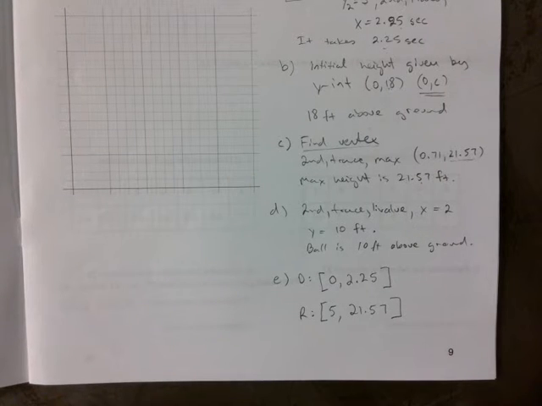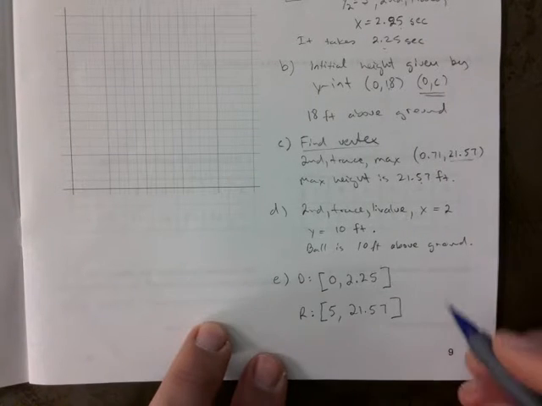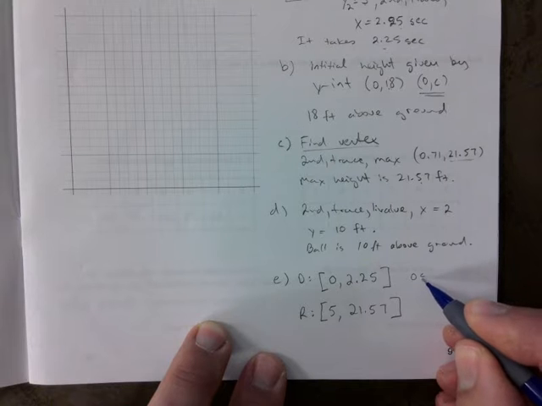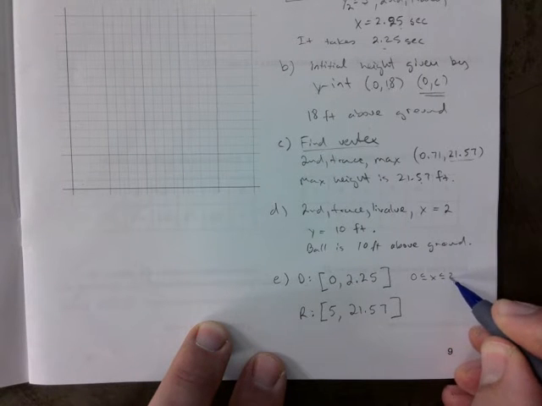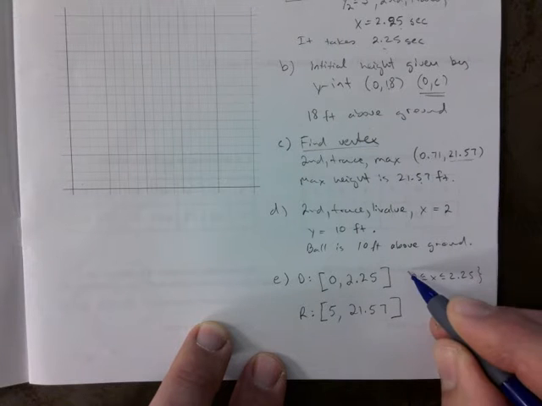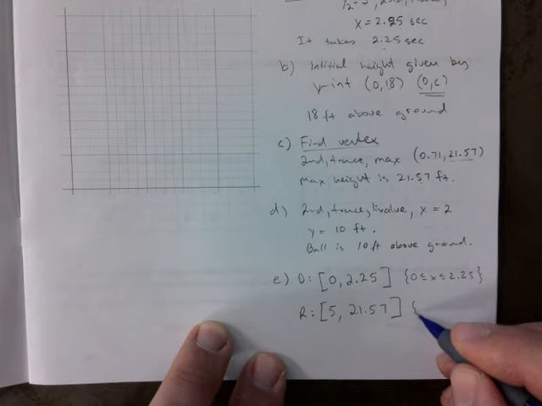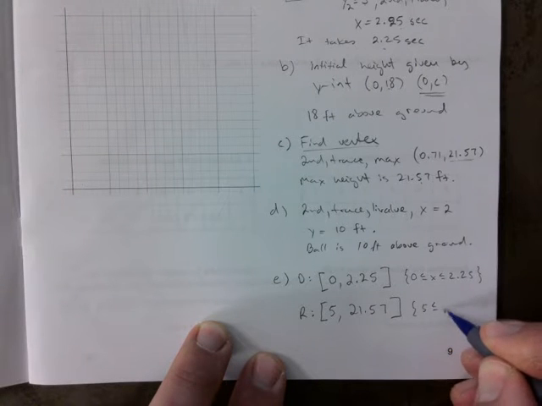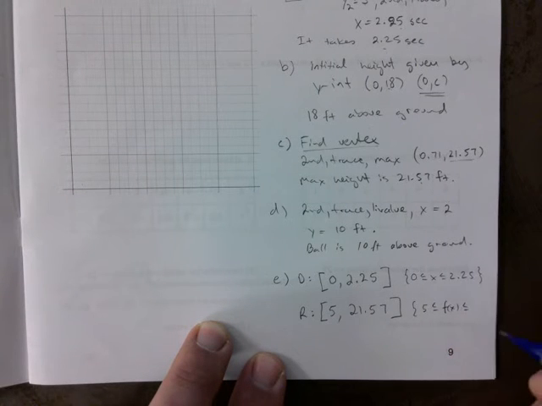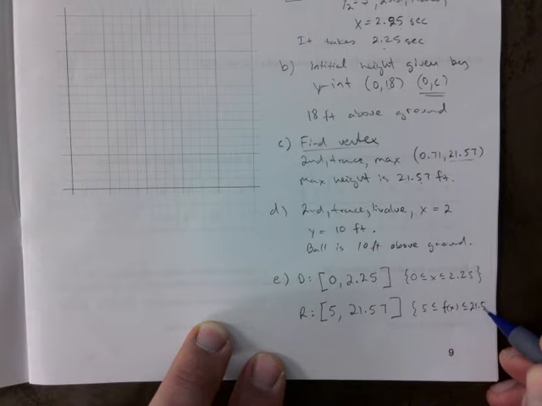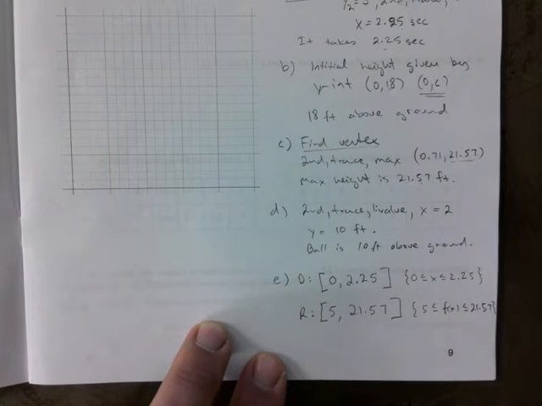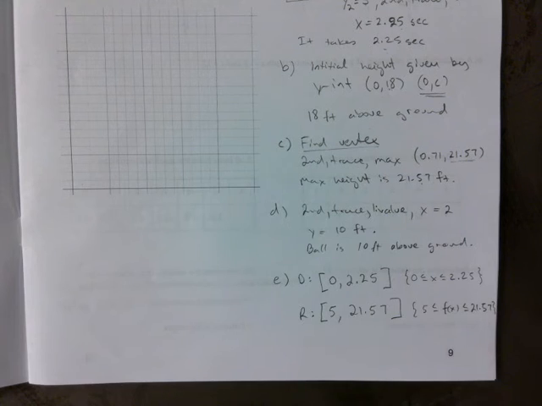I know there's always some set notation fans in the classroom. That's okay. Right? If you want to do it that way, in this case, you have to use x, right? And the other one is f of x. So it's 5 ≤ f of x ≤ 21.57. Okay, so you have both side by side.